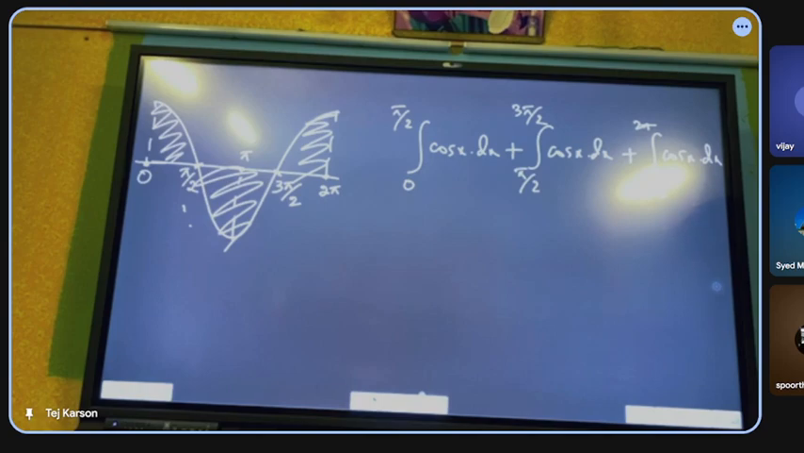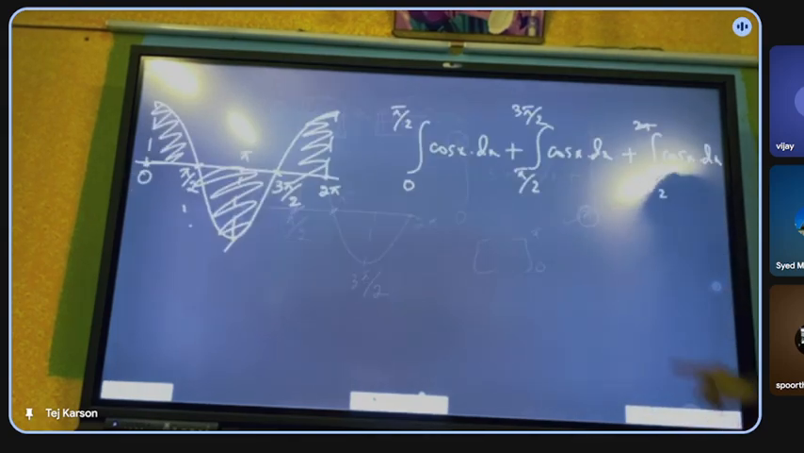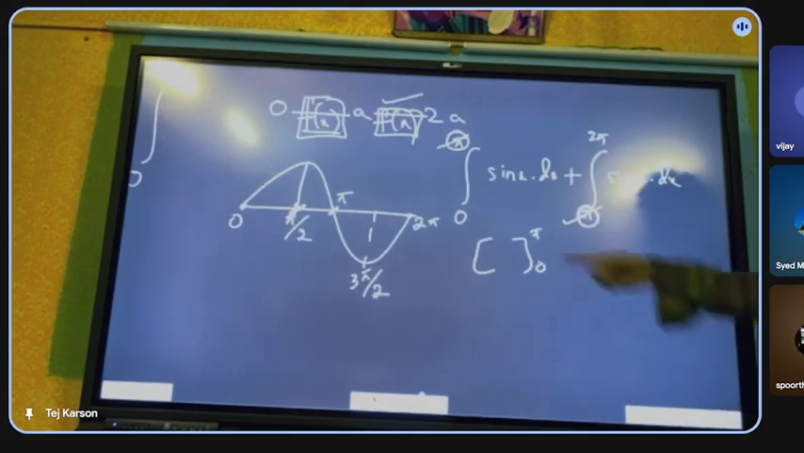Now, one more question is, why did we only split the sine in terms of 2 parts and the cos in terms of 3? I can also make this in terms of 4 parts.